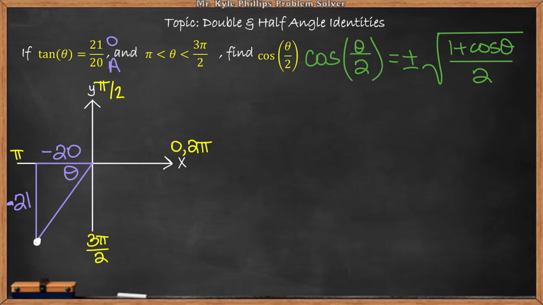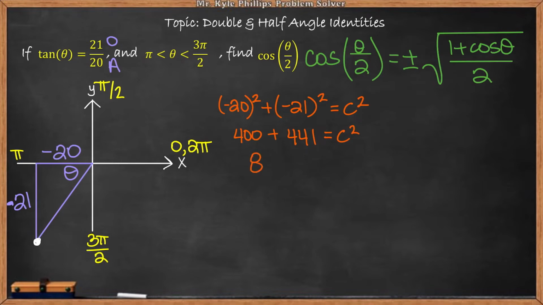We'll use the Pythagorean theorem here: negative 20 squared plus negative 21 squared should equal c squared. 20 squared is 400, and 21 squared is 441. That means 841 is the value of c squared. If I want the hypotenuse, I need to take the square root. The square root of 841 gives me 29.